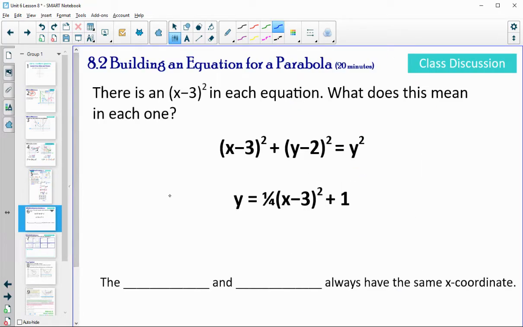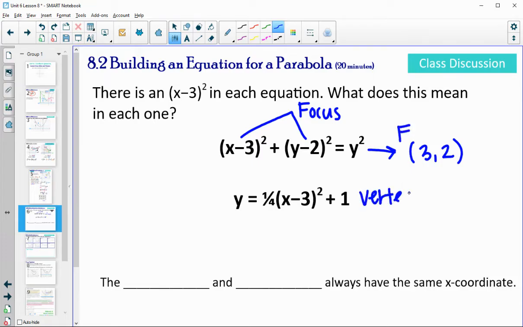All right, so taking a look at both of these, there's an x minus 3 in each equation. So what does this mean? So this one's actually giving us the focus, okay? So we used the focus in here. And so the focus that we plugged in was 3, 2. This one is giving us the vertex back. And the vertex we're getting here is 3, 1.